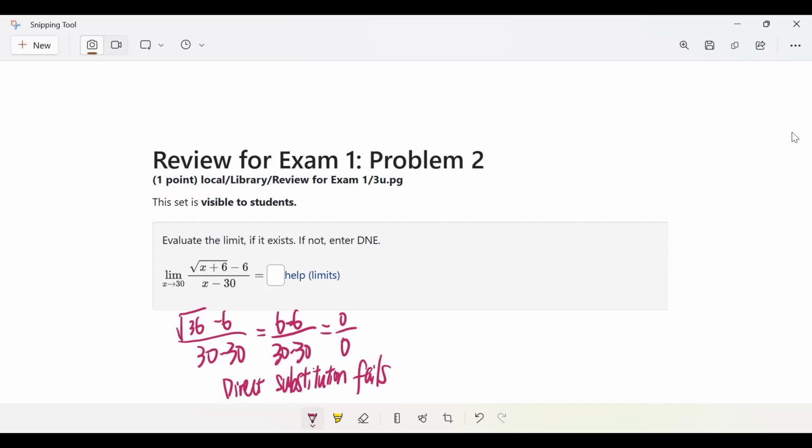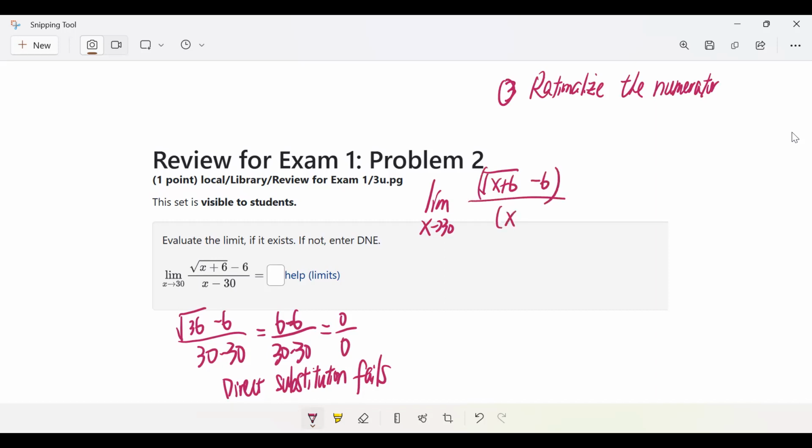Since we see the square root, we're going to try the third method, called rationalizing the numerator. We multiply the numerator by the conjugate. So let's copy the limit here, as x approaches 30, of radical x minus 6 in the parentheses over x minus 30 on the bottom in parentheses, and we multiply by the conjugate, radical x plus 6, over radical x plus 6.